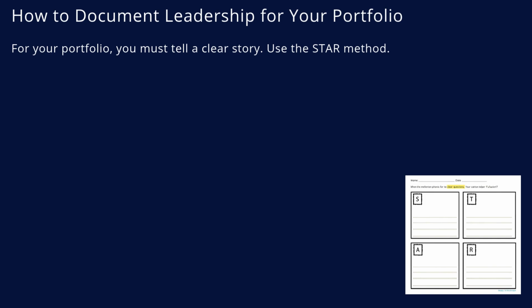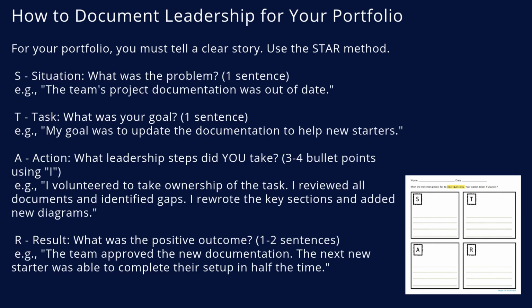To get the marks, you must document your leadership actions effectively in your portfolio. The best way is the STAR method. It's a simple storytelling structure that assessors look for. First, S for situation. In one sentence, what was the context or problem? For example, the project setup guide was out of date and inaccurate. Next, T for task. What was your specific goal? My goal was to rewrite the guide to make onboarding faster for new team members.